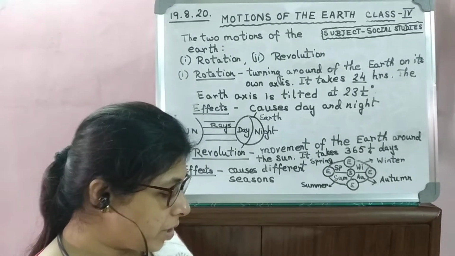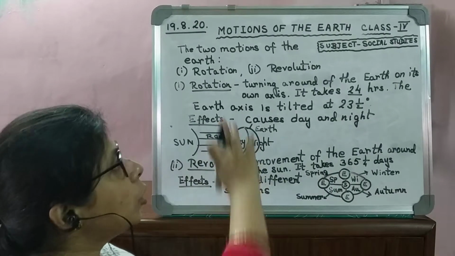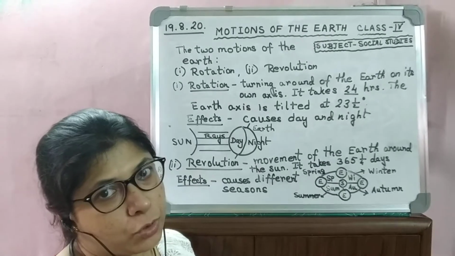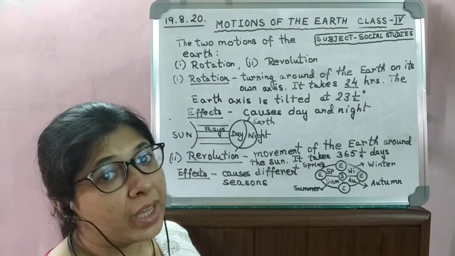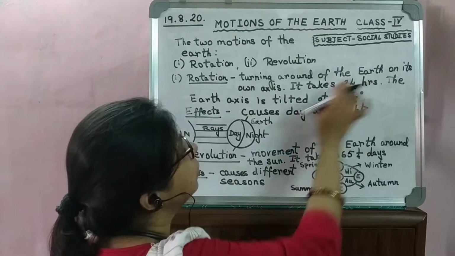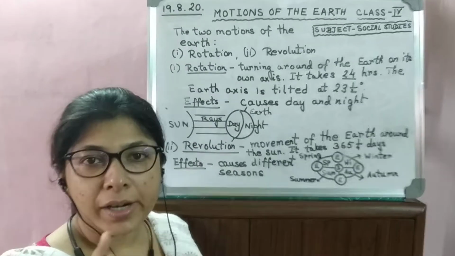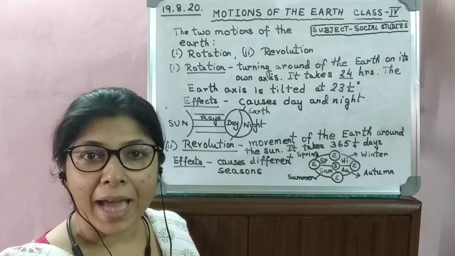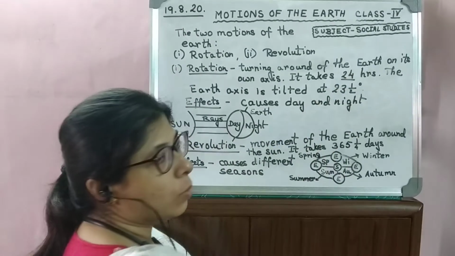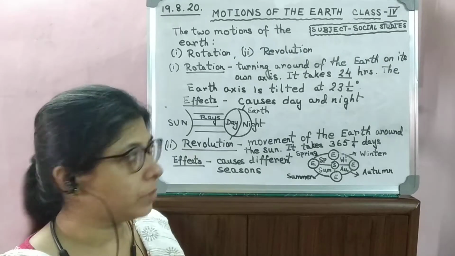Now turn to page number 36, motions of the earth. There are two motions of the earth. One is rotation and another is revolution. We will study what is rotation. Rotation is the turning around of the earth on its own axis. It is the spinning of the earth on its own axis from west to east. It takes 24 hours to complete one rotation.